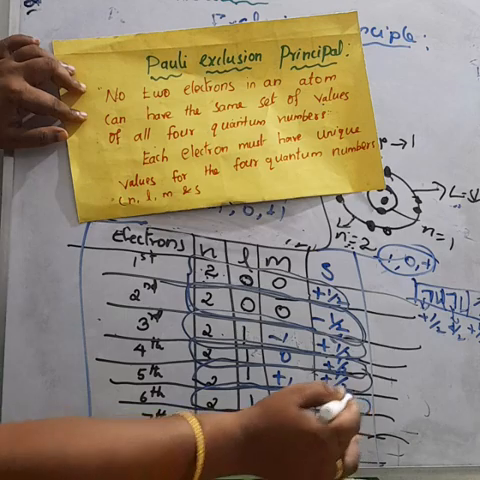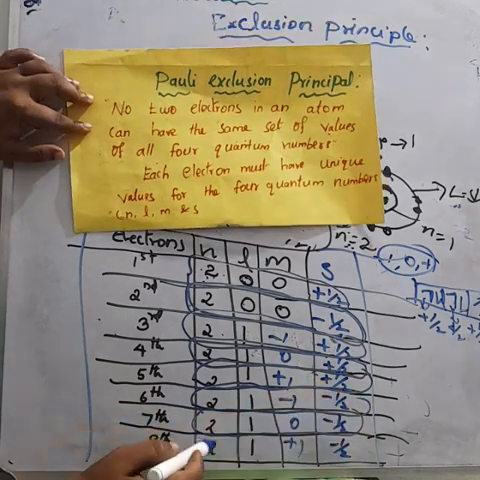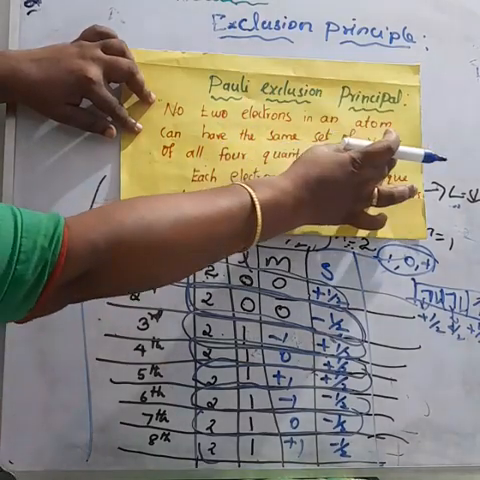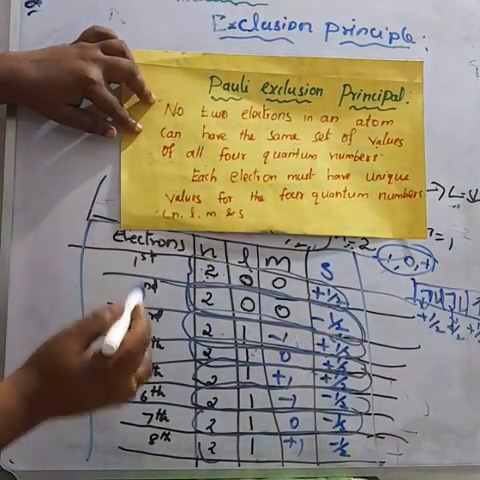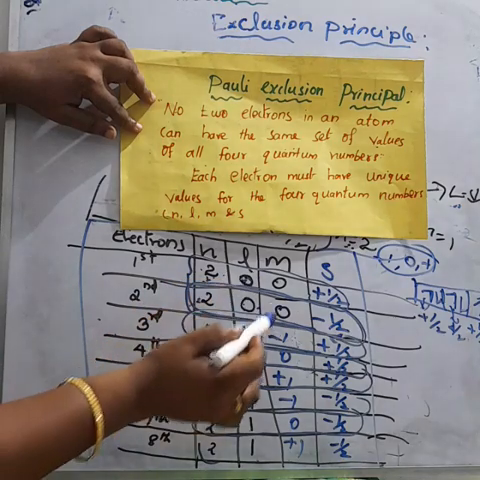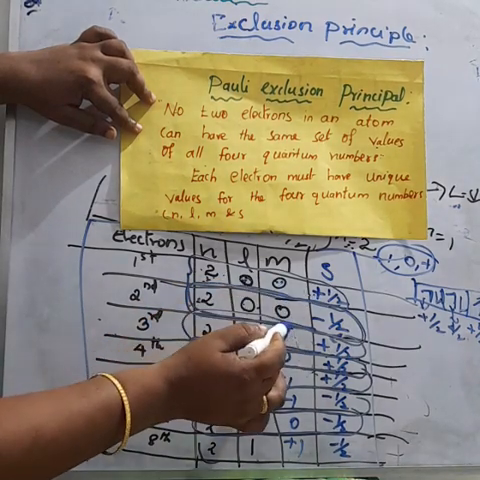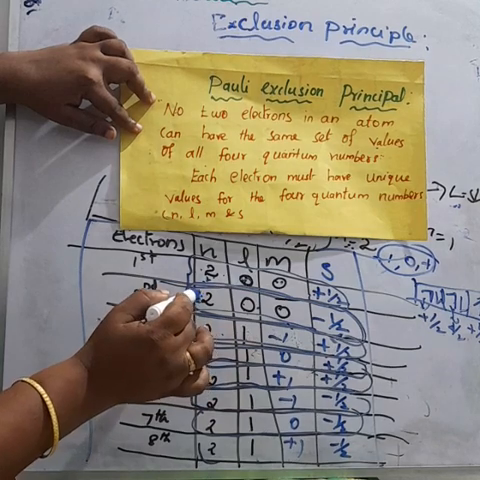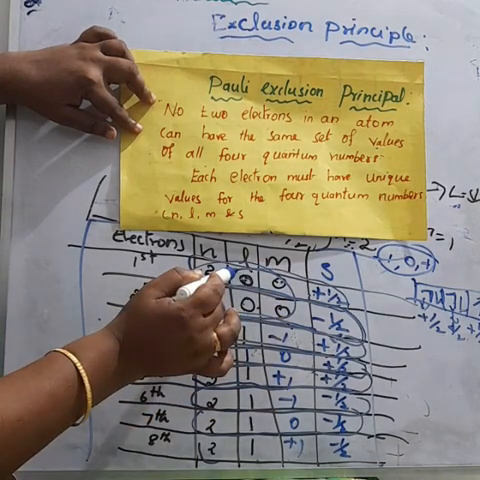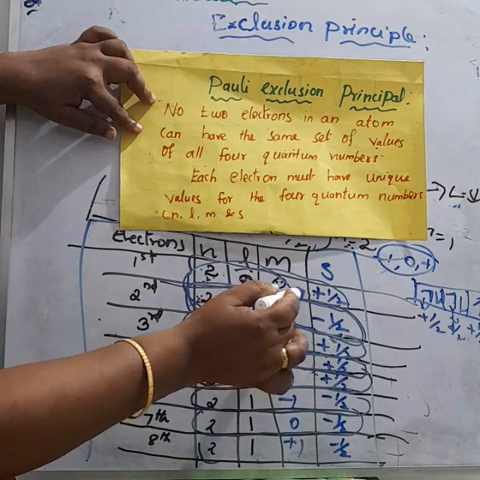What do we mean by the Pauli exclusion principle? No 2 electrons in an atom can have the same set of values. This is the s orbital, with 2 electrons. Here these 2 electrons have the same value for the first 3 quantum numbers, but the spin quantum number differs.